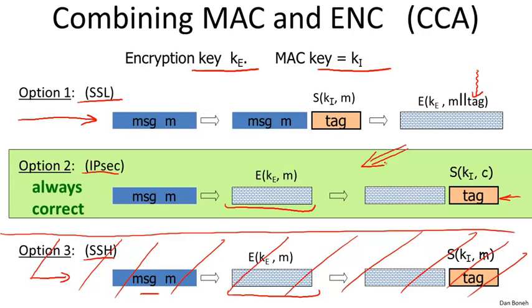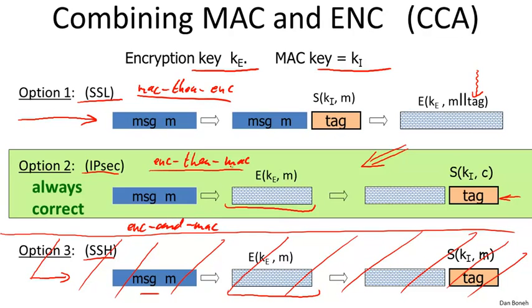Now, just to set the terminology, the SSL method is sometimes called MAC then encrypt, and the IPsec method is called encrypt then MAC. The SSH method, even though you're not supposed to use it, is called encrypt and MAC. So I'll often refer to encrypt then MAC and MAC then encrypt to differentiate SSL and IPsec.